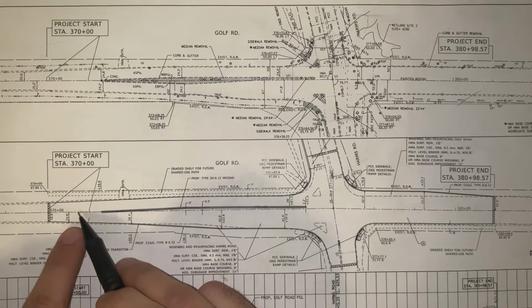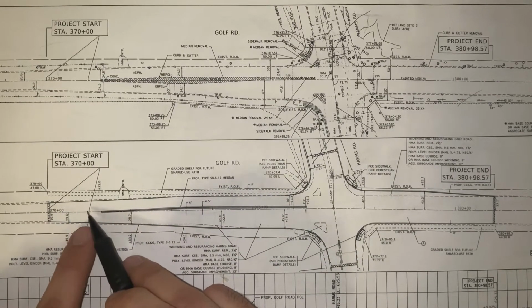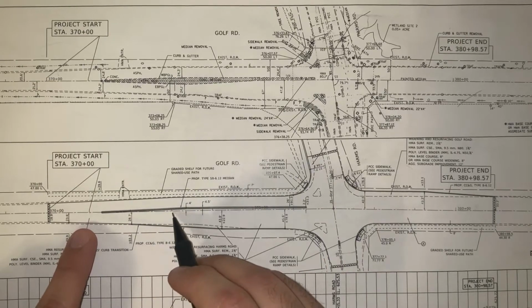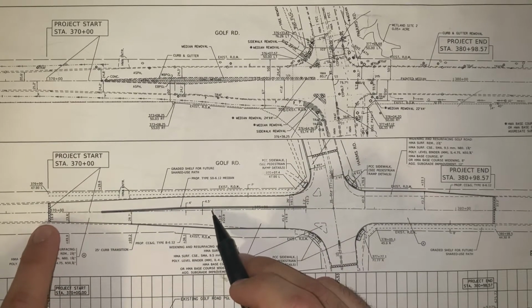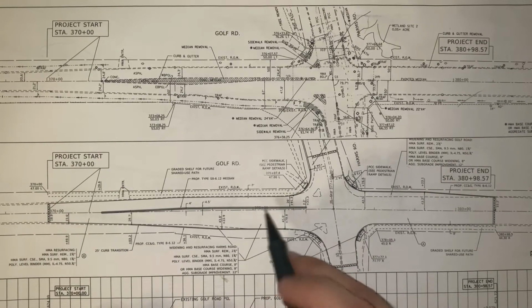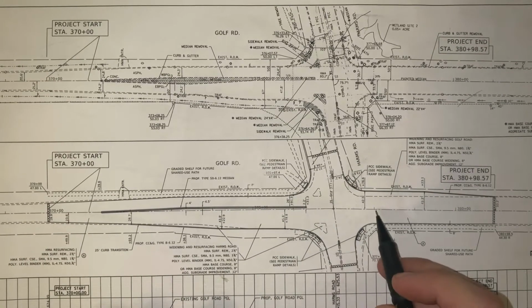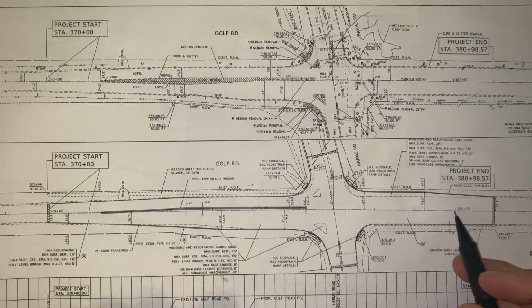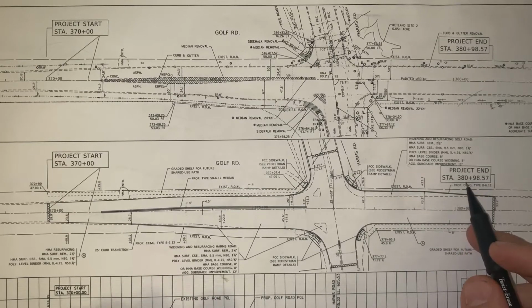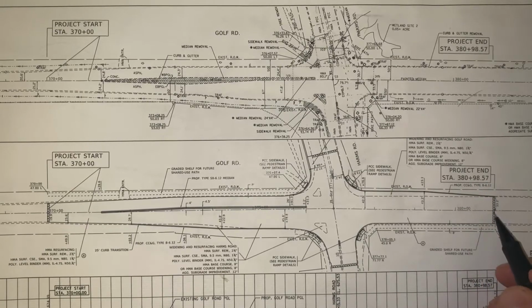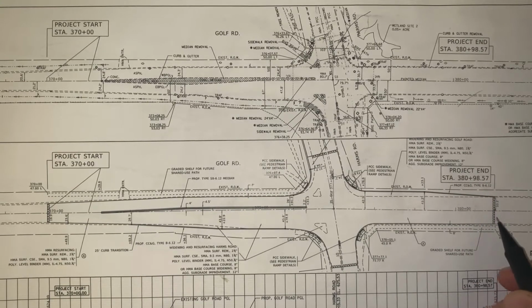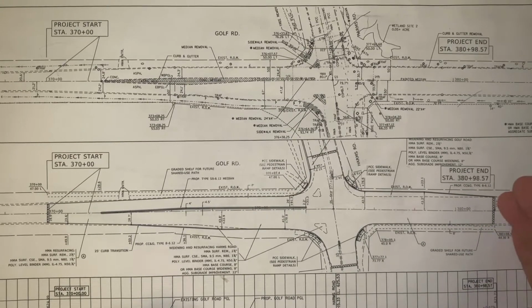So you'll have 370 plus 00, 371, 372 plus 00, 373 plus 00, 374 plus 00. Hence 400 feet away from the beginning station, 500, 600, 700, 800, 900, 1,000, and then 1,000 will be 380 plus 00, and then 98.57 feet away from that is when the project ends. This is our end limit.